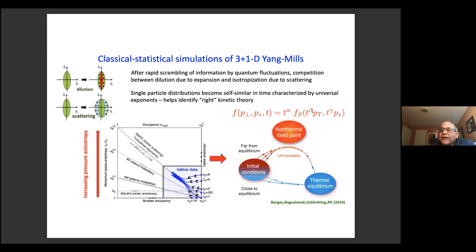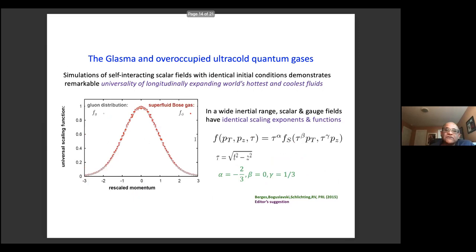Okay? And you see this also in the numerical simulations, where you can actually extract these values, where you start from this highly occupied system with very different anisotropies, and the system picks a particular attractor to lie on corresponding to specific values of these alpha, beta, and gamma. So in some sense, these simulations help identify the right kinetic theory that describes the physics of what's going on.